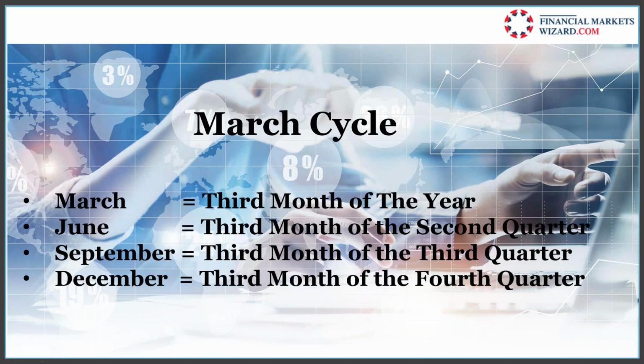So what is March cycle? Because March is the third month of the year, correct? If the stock is assigned a March cycle, then it will have these months: June, September, and December. June is the third month of the second quarter, September is the third month of the third quarter, and December is the third month of the fourth quarter. So every time you see September, you know it's a March cycle. If you see December, you know it's March cycle. Okay, so this is the formula, and we'll go a little deeper into it further.